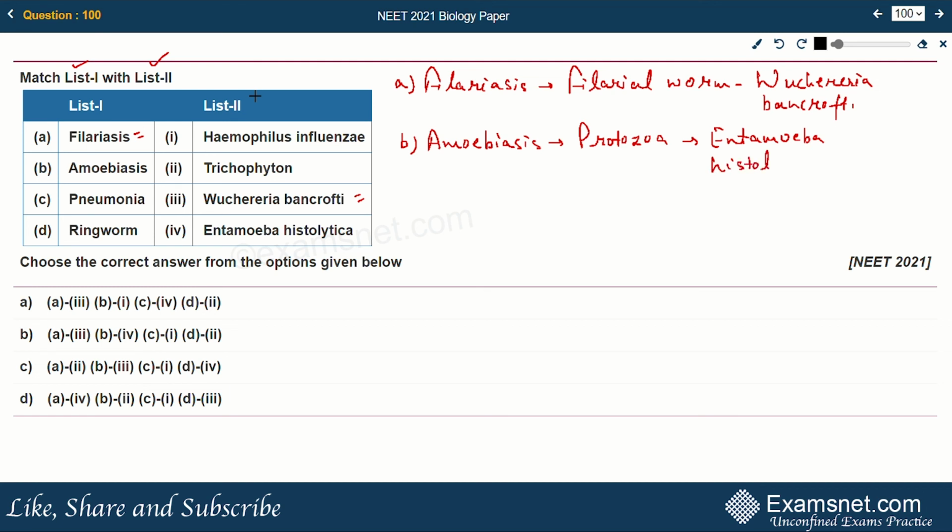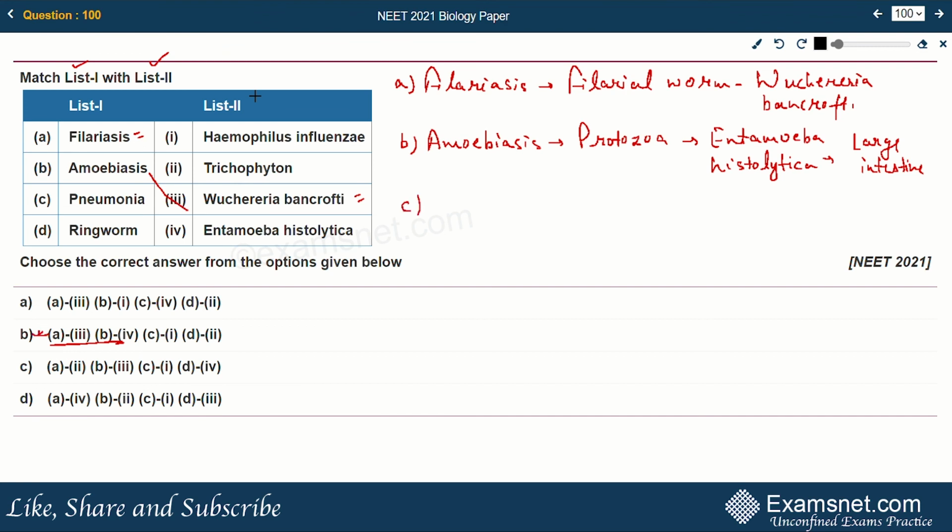And where are these organisms found? These are found in large intestine in humans. So the correct match for amoebiasis will be Entamoeba histolytica, that is number 4. So here you will see this option is fitting in this explanation, right?